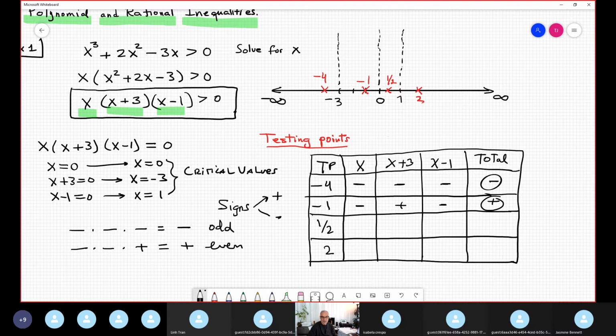Okay, entonces 1/2 plugging in here is positive. Plugging in here is positive. And 1/2 minus 1 is negative. 1 negative is negative. And 2 is positive. 2 plus 3 is 5. And 2 minus 1 is positive. It's positive. Okay. When you finish the table, you almost finish.